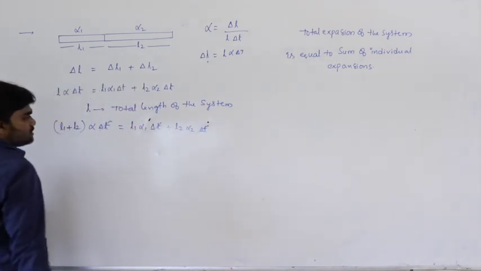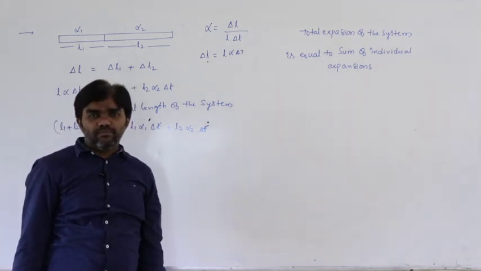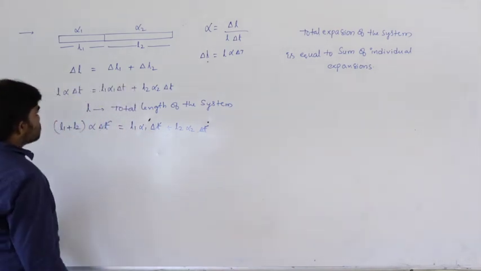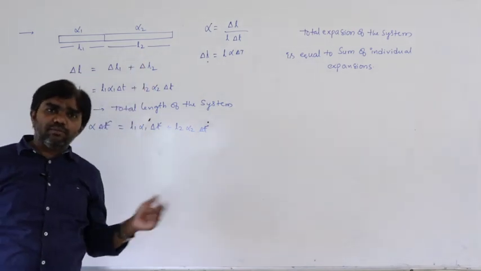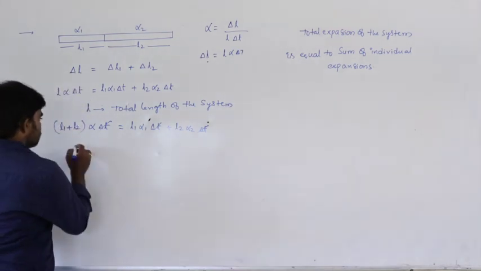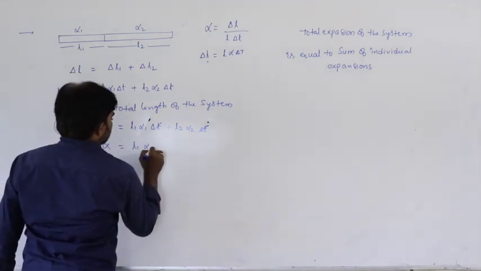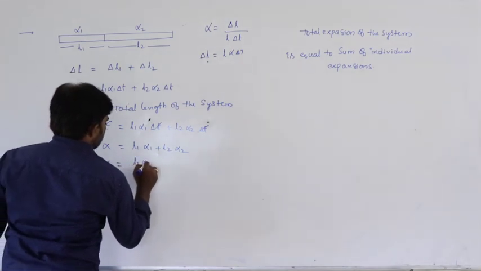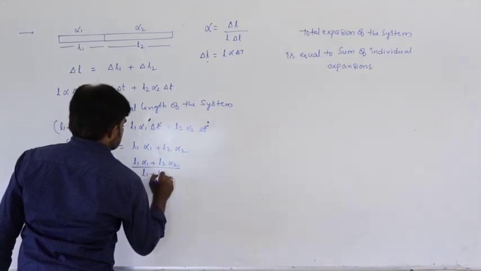On both sides delta T cancels, because the system must be raised to the same temperature. Initial temperature is T1, final temperature is T2. Both the rods must be heated to the same temperature. So from this, (L1 plus L2) into alpha is equal to L1 alpha 1 plus L2 alpha 2. Then alpha is equal to (L1 alpha 1 plus L2 alpha 2) by (L1 plus L2).